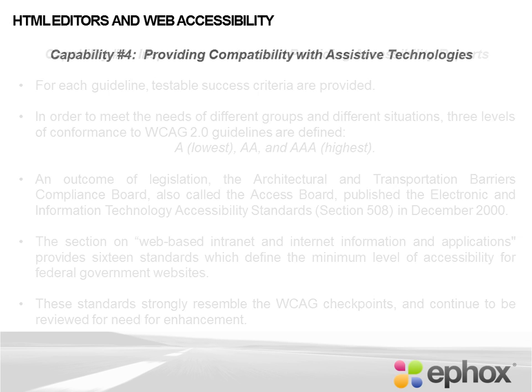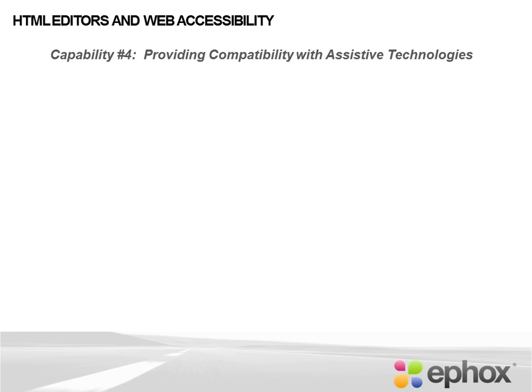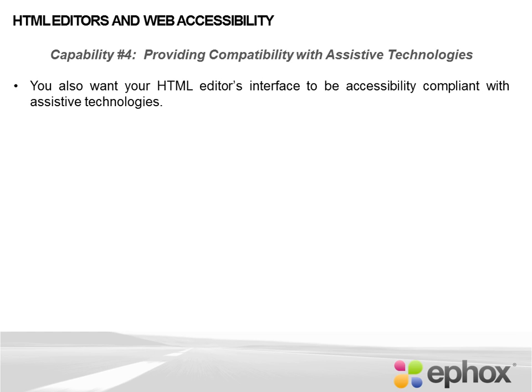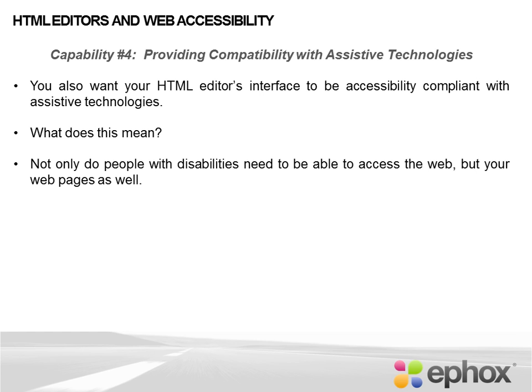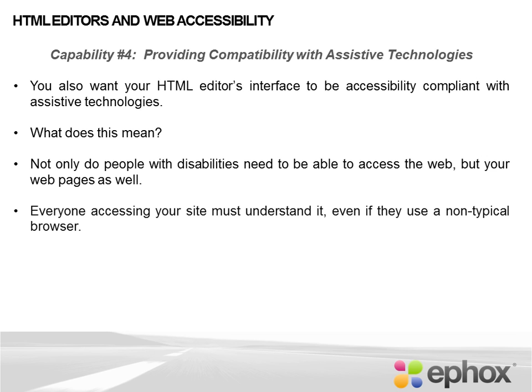Capability number 4: providing compatibility with assistive technologies. You also want your HTML editor's interface to be accessibility compliant with assistive technologies. What does this mean? Not only do people with disabilities need to be able to access the web, but your web pages as well. Everyone accessing your site must understand it, even if they use a non-typical browser.